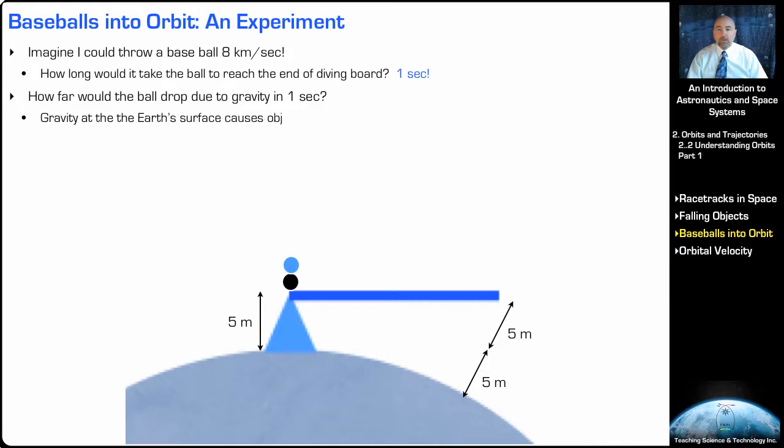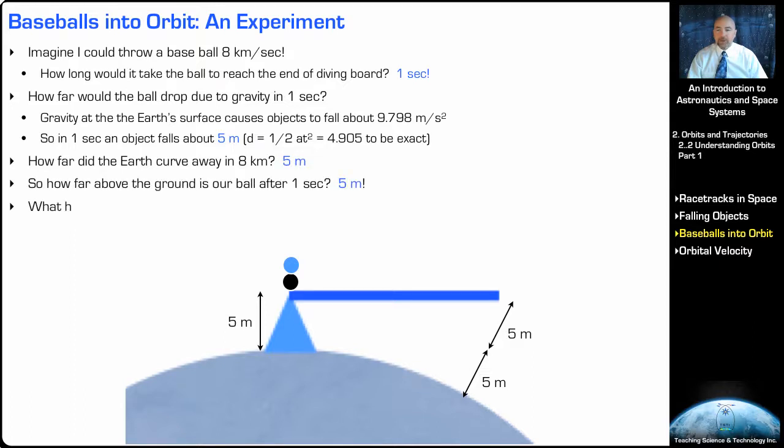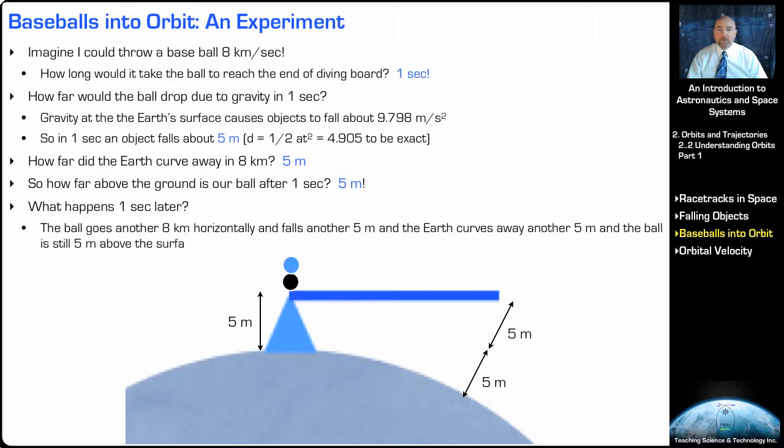Now, how far would the ball fall due to gravity in 1 second? Doing a little math, knowing that the Earth's surface gravitational acceleration is 9.798 meters per second squared, it works out that in 1 second an object falls about 5 meters. Remember how much the Earth's surface curved away 8 kilometers downrange? 5 meters.